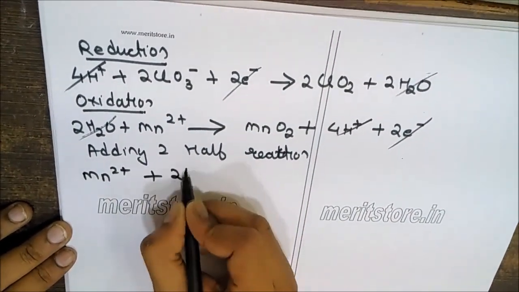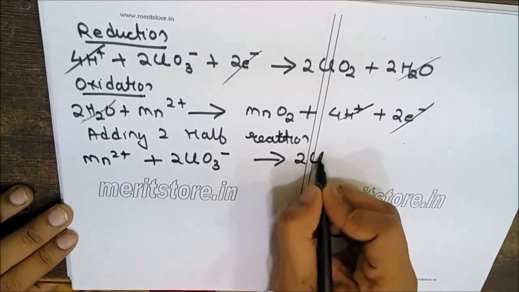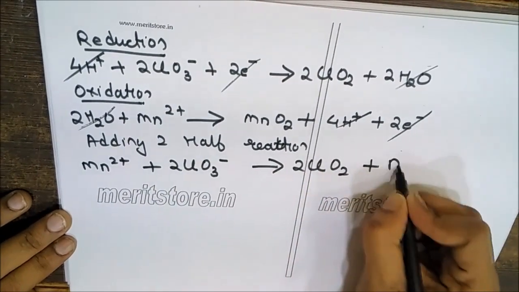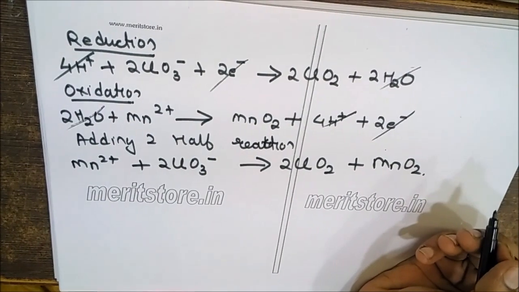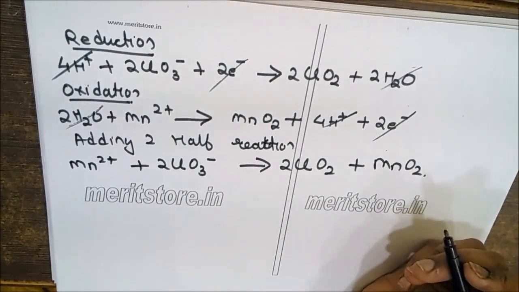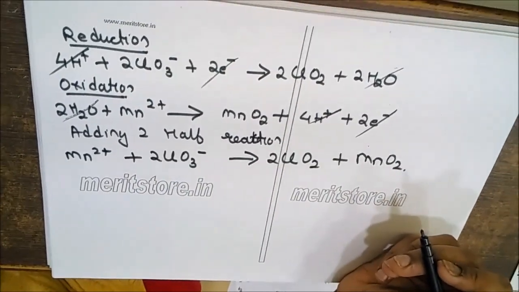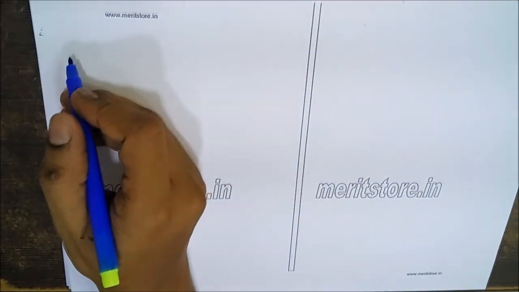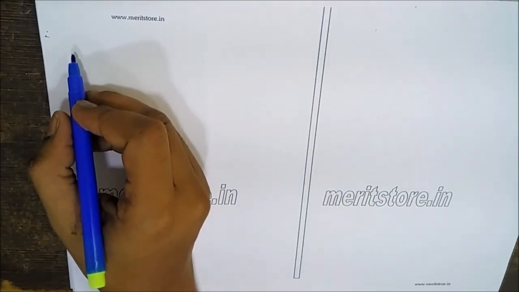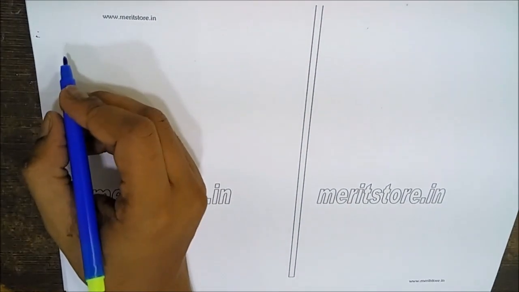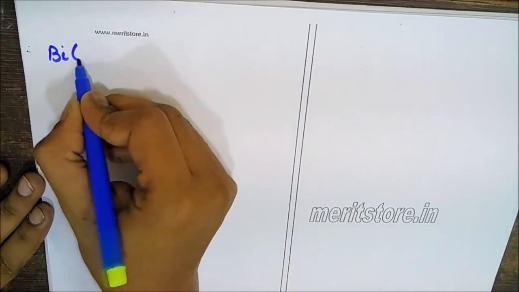Mn2+ + 2ClO3-, forming 2ClO2 + MnO2. Now this reaction is balanced in terms of the net charges as well as each atom. So we're going to continue to balance the redox reaction by our next method, which was the ion electron method. Alright, so I'm writing down the next example. And this reaction, remember, is happening in basic medium.